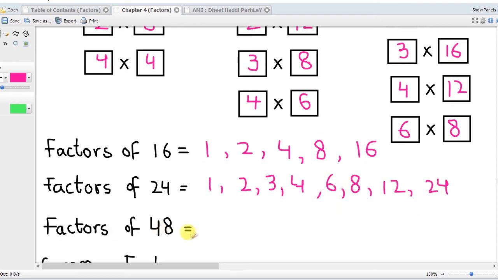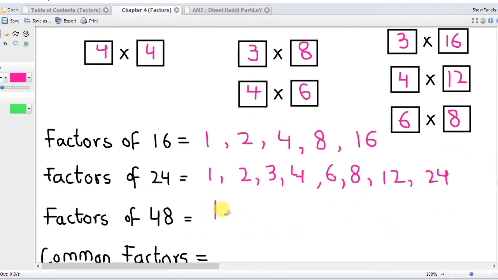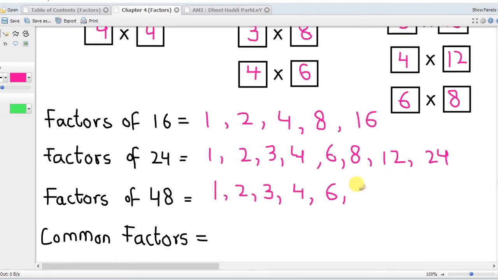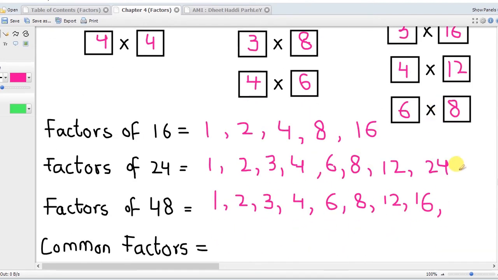And the factors for number 48 are 1, 2, 3, 4, 6, and then we have 8, 12, 16. And at last we have 24 and 48.